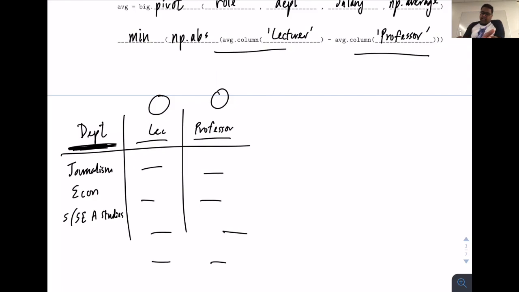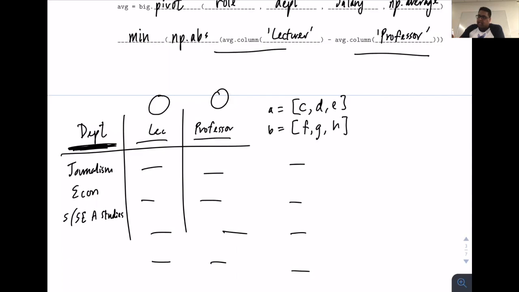It's going to subtract these off. So we'll get some difference here, some difference here, some difference here, some difference here, right? Because in data science and NumPy, if we subtract two arrays, pretend we have like C, comma, D, comma, E, and F, comma, G, comma, H, pretend these were equated to A and B. A minus B will give us the pairwise difference of these, right?